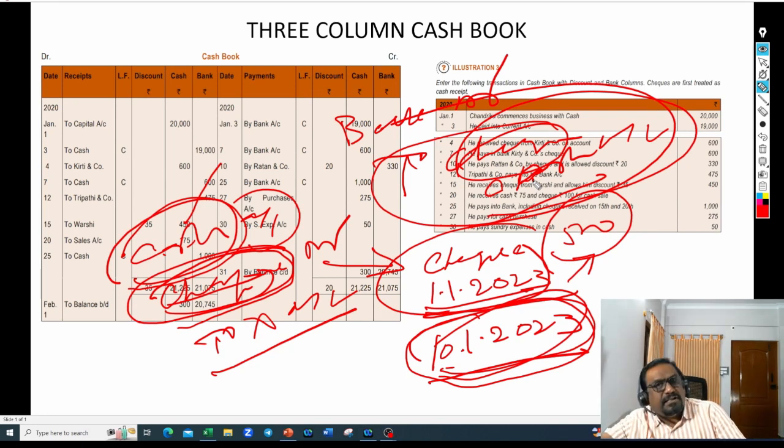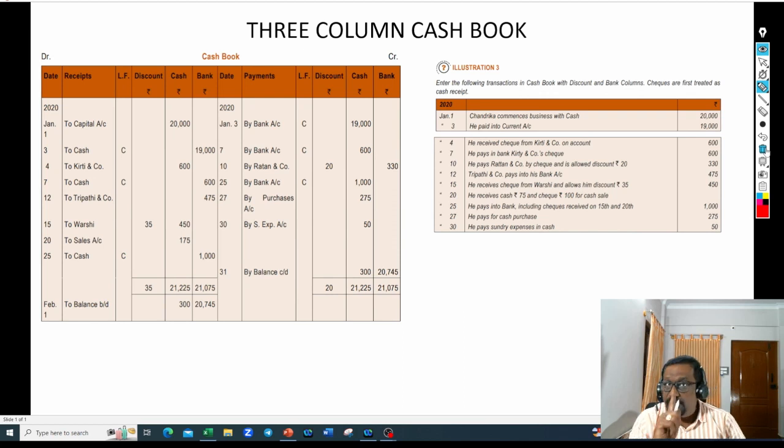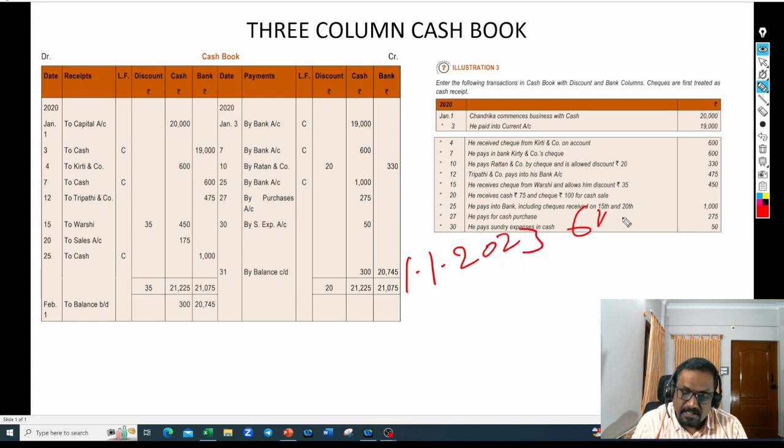When I deposit the check, that day I consider the check deposit as cash deposit. So that is the reason my entry is going to be bank account debit and cash account credit. This is how the check receipts are to be considered. This is one aspect. The second aspect is, I received a check on 1st 1 2023 for 600 rupees.